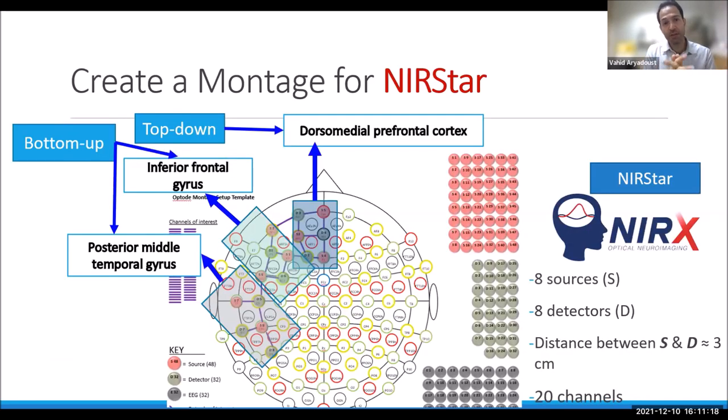So in the fNIRS studies that we have published so far, we have been concentrating on two regions of the brain. One is the dorsal medial prefrontal cortex, which is right here in the forehead. And that is associated with top-down processing or higher-level thinking, critical thinking, and these kinds of things, which are important in listening comprehension. And also two other regions which are associated with bottom-up processing, and they include inferior frontal gyrus and posterior medial temporal gyrus, both of which are closer to our auditory cortex. That's pretty much close to our ears.